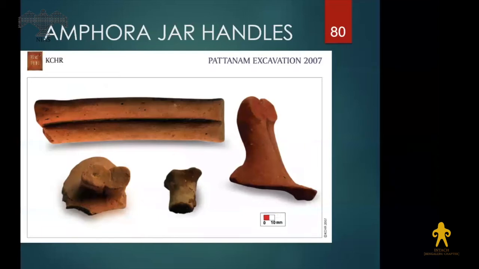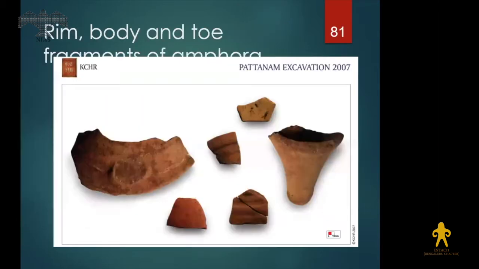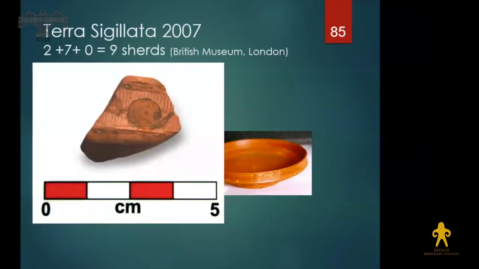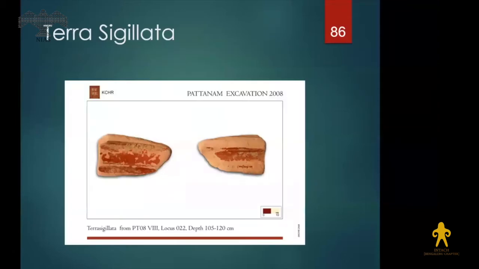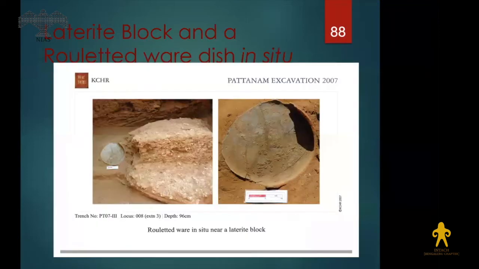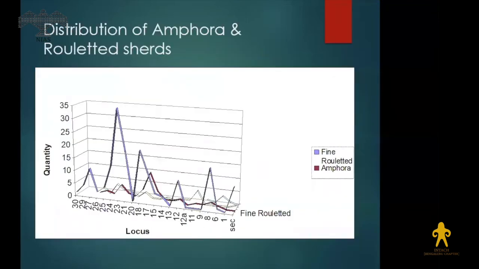But looking at these pottery, we can clearly make out whether they are Indian or non-Indian. But then we undertake XRD or thin section analysis to identify where they are coming from. So these are the materials excavated from the site of Pattanam. Again, terra sigillata, Italian or Eastern Mediterranean pottery. And then we have rouletted ware. Almost a complete dish was found at the site.